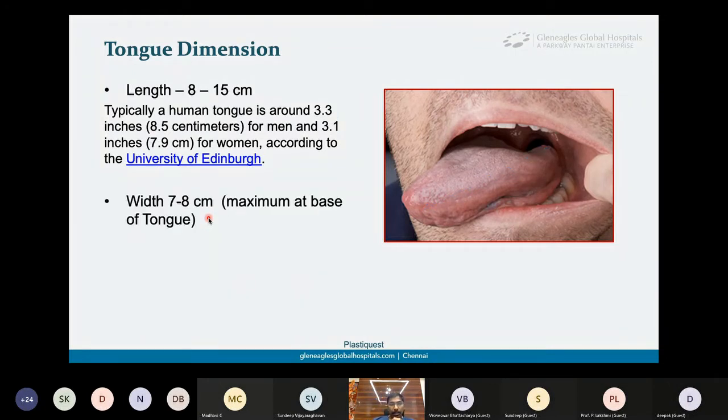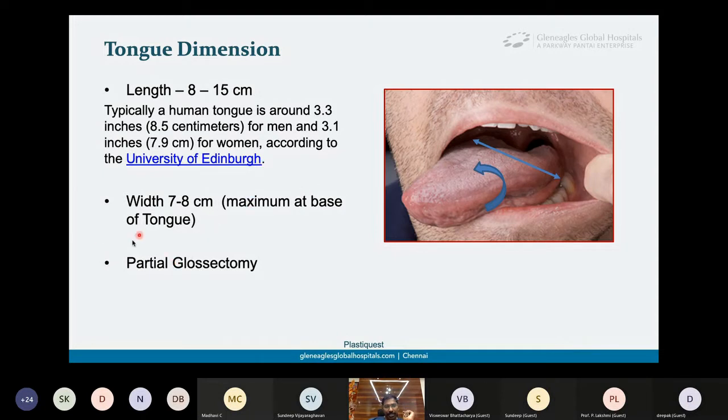And next, it's the width of the tongue. The tongue is usually a conical shape. The maximum width occurs at the intermolar distance. So you should start inserting the flap in such a way that the maximum dimension, the width of the flap, comes at the level of the intermolar region. So it's around 7 to 8 centimeter at that place. Suppose we are deepithelializing the flap on either side, then a longer breadth might be required.